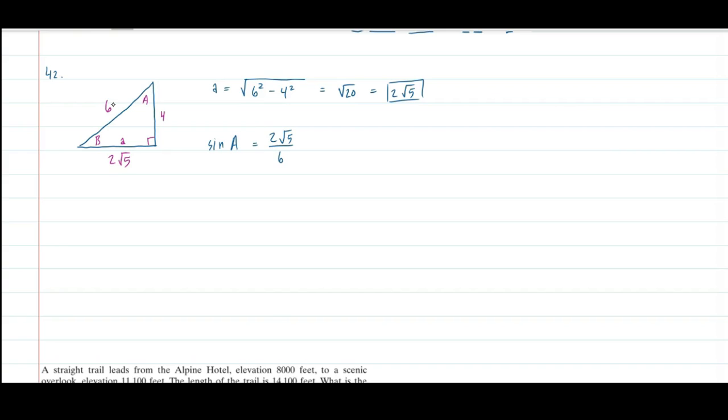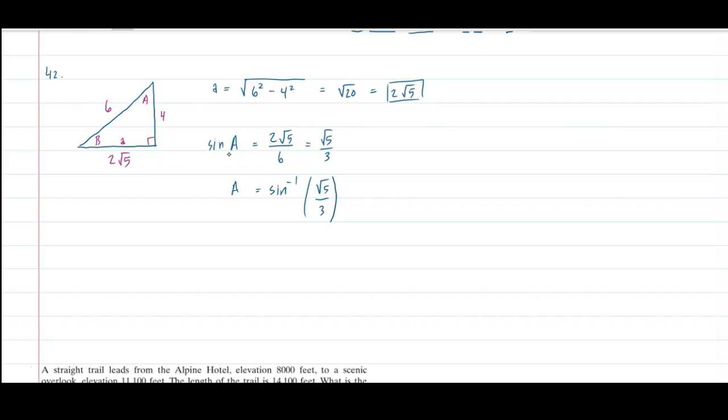The question is not asking us to solve for a ratio of sides. We really need to find angle A. So what we're going to do is find the sine inverse. By the way, 2 root 5 over 6 can be simplified to root 5 over 3. So we need to just find the sine inverse of root 5 over 3.